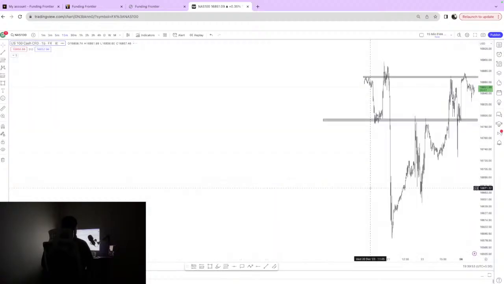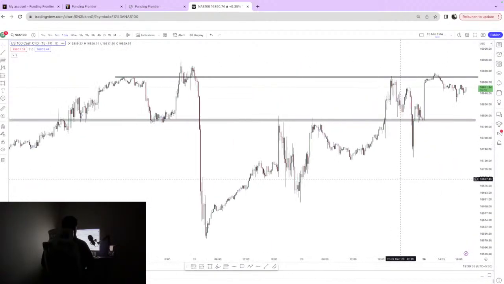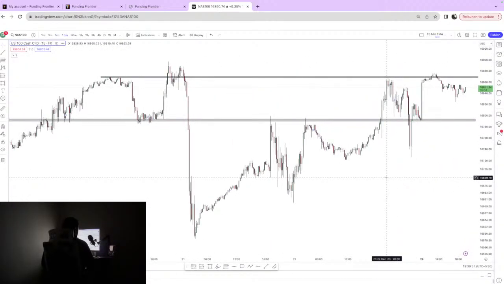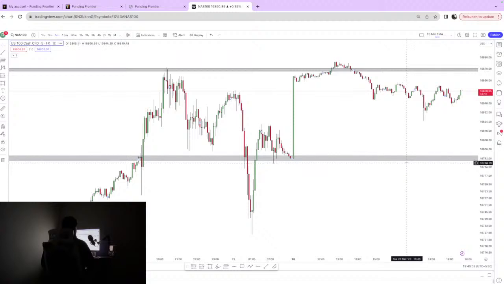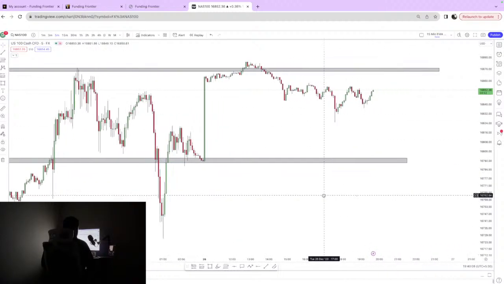Let's try something new today. We'll use only 15 minutes levels today, and our entries will be on 5 minutes. We will not mark any minor levels, so we'll trade using these two levels only. Clear?